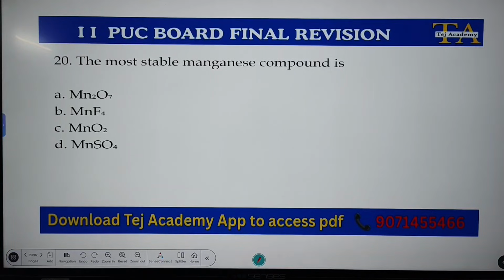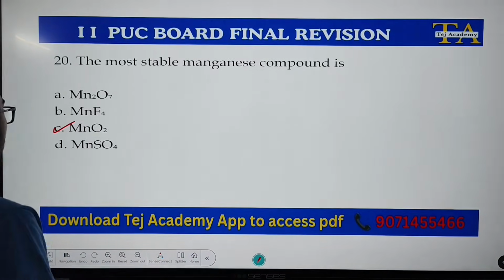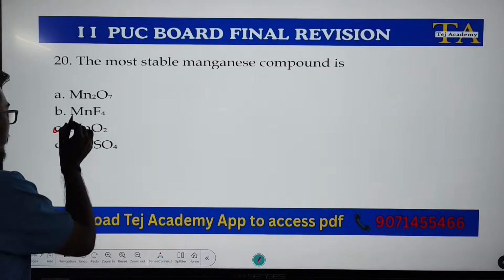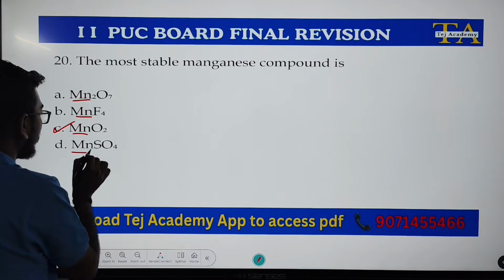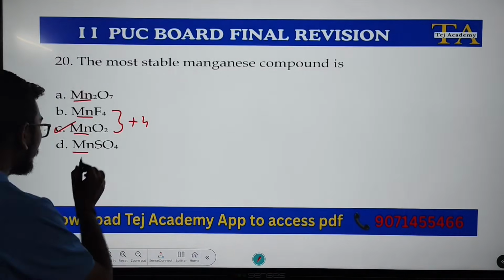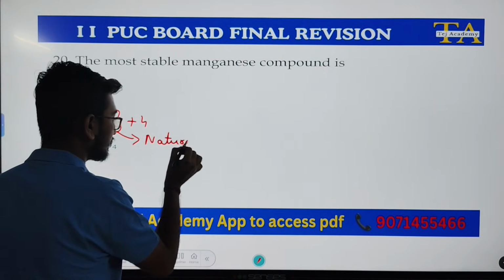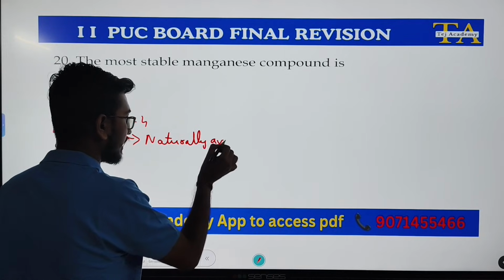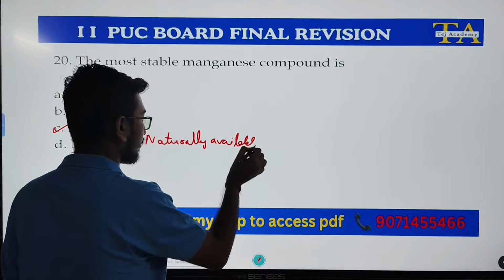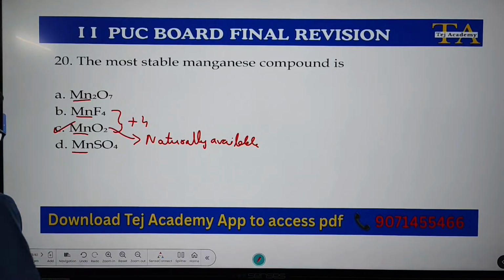So among these four, we have to find which one is most stable. Now see here, option C is the right answer. Now if you check the oxidation state of manganese, for these two it will come +4. Among these two, MnO2 is naturally available. So it is naturally available. Because of that, we consider MnO2 the most stable manganese compound, not MnF4.